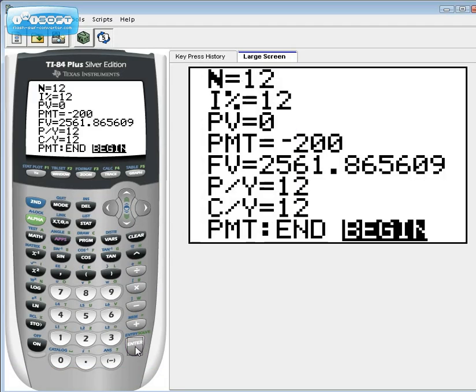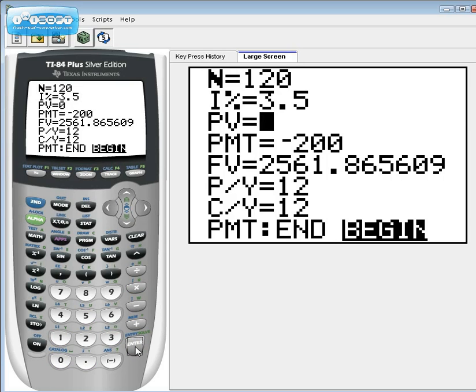Now the different variables are N. N stands for the number of compoundings. So if this was going to be 10 years each month, then it would be 10 times 12 or 120 different compoundings. I is the interest rate. So let's suppose that we had a 3.5% interest rate.